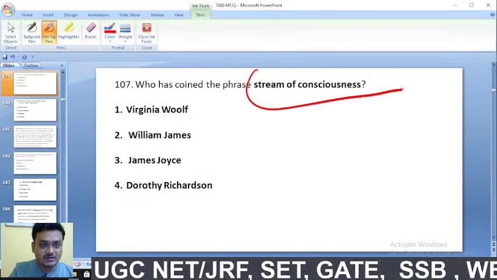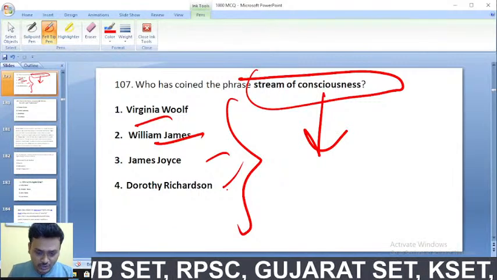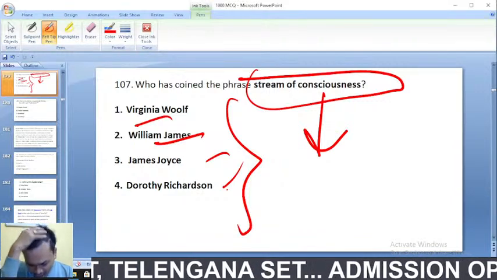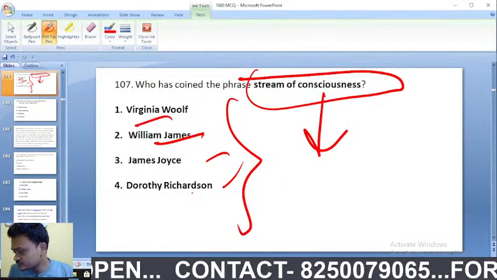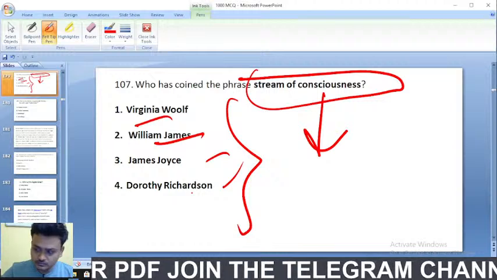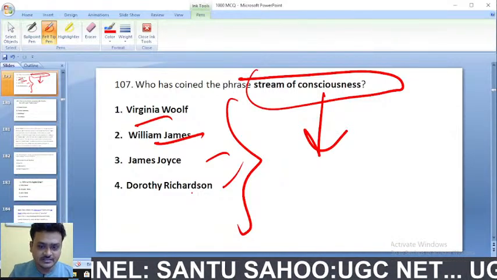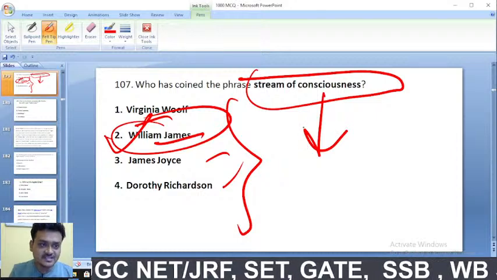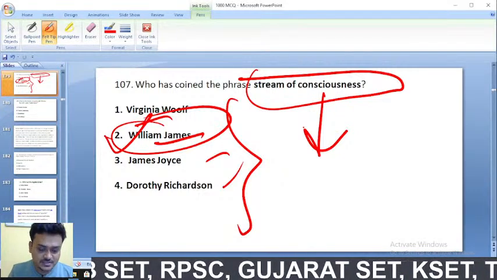Who has coined the phrase stream of consciousness? We have done it also earlier in the previous session. Repeated question, very quickly do answer. After reading Coral Island, William Golding had written this work. Here the right answer is actually William James, isn't it? William James has coined the phrase stream of consciousness.